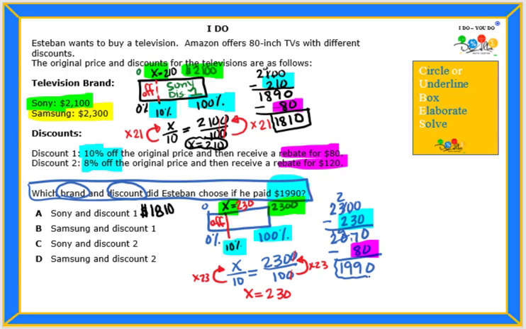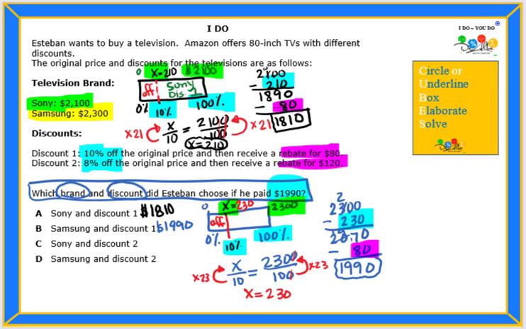So $1,990 for the Samsung and our first discount. So I'm going to write that right here. 1,990. Now let's take a look at this and analyze it, because since we are applying the same exact discount to a higher priced item, then it makes sense that we would still be paying a higher price.